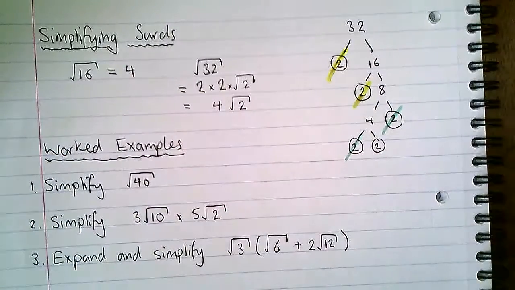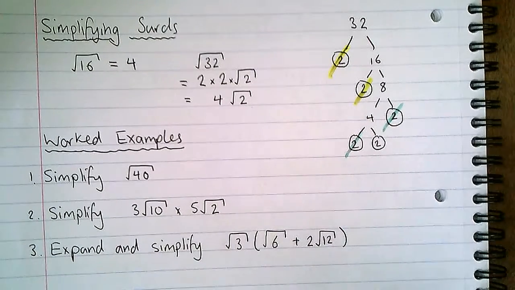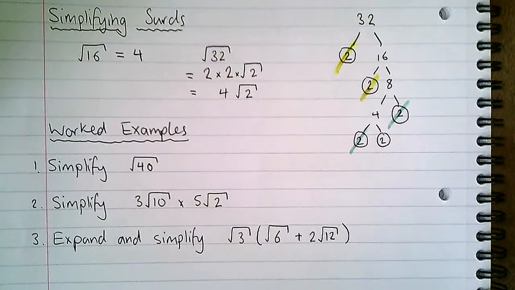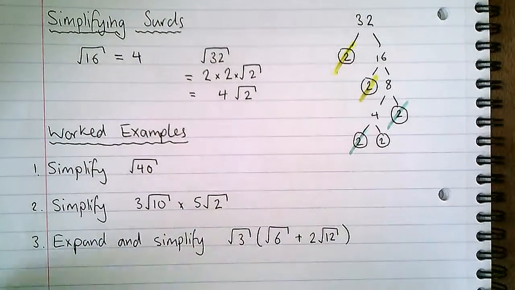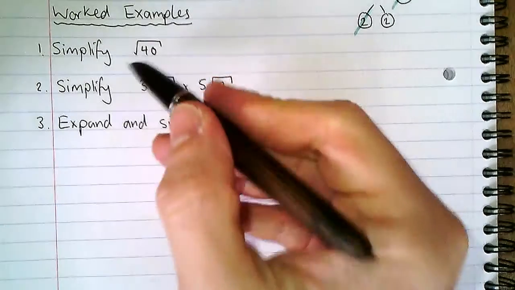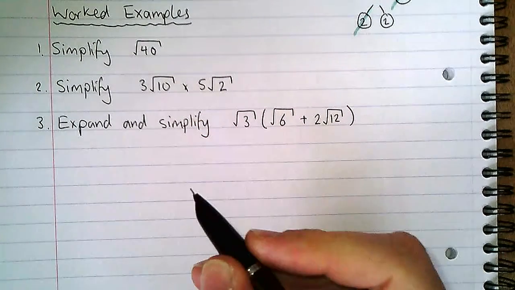Now we're going to use this same technique here with some of the questions that we've got below. We've got 3 worked examples to look at, so this is just going to be a very quick and short video just so we can go through those. So if I move this up, and let's have a look. So simplify square root of 40.